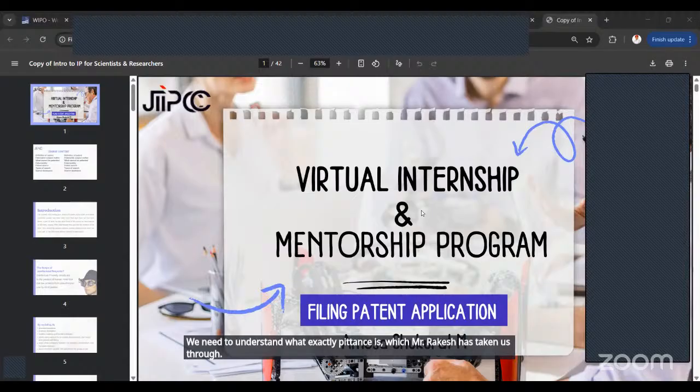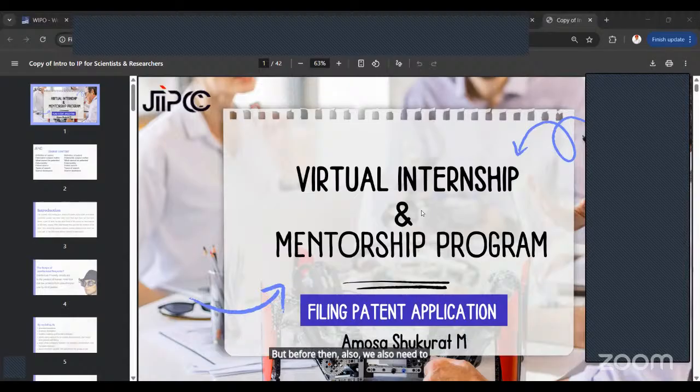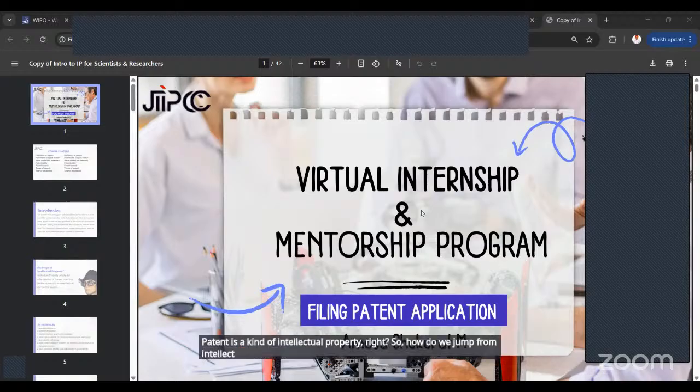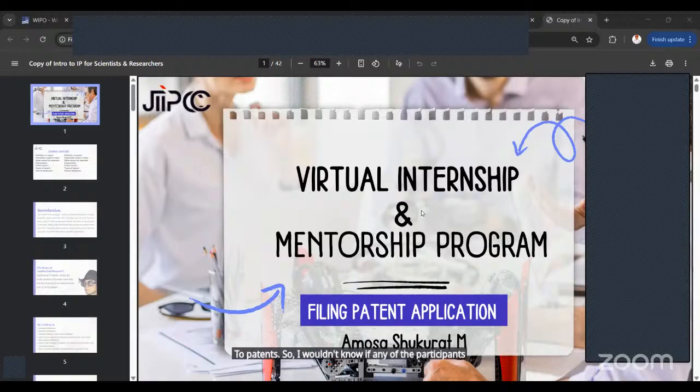But before then, we also need to understand intellectual property, because like we know, patent is a kind of intellectual property, right? So how do we jump from intellectual property to patent?